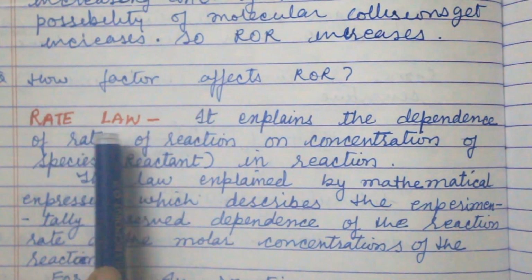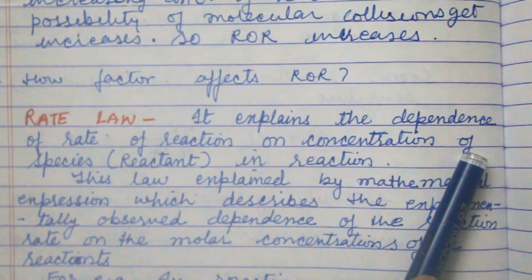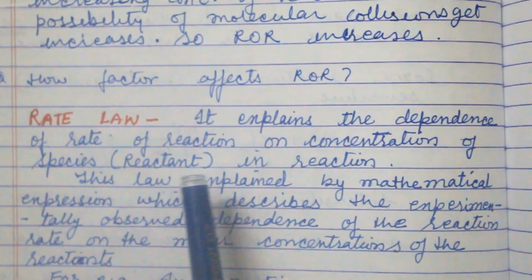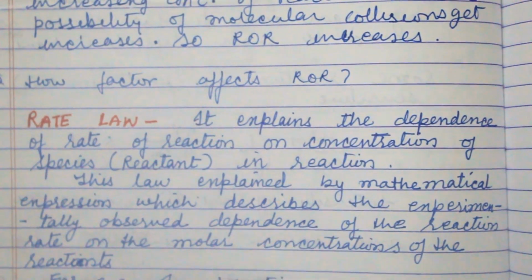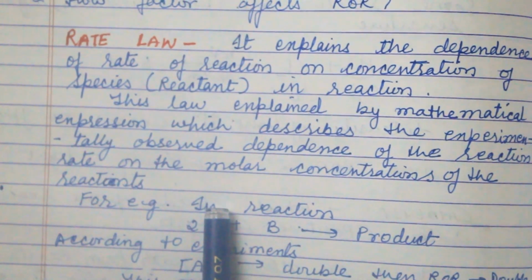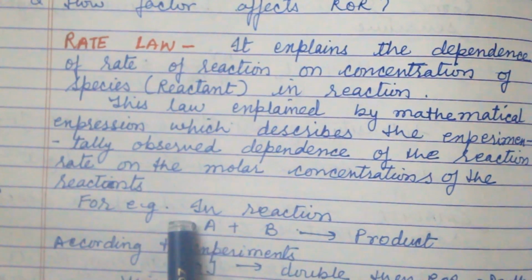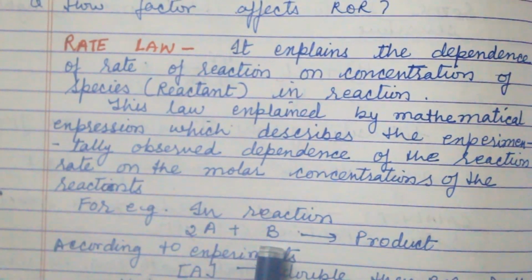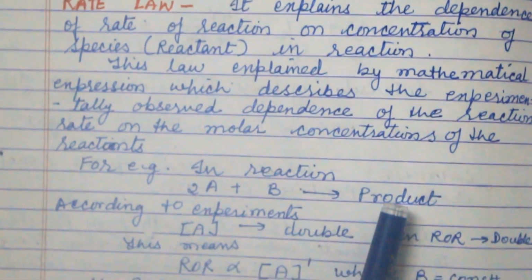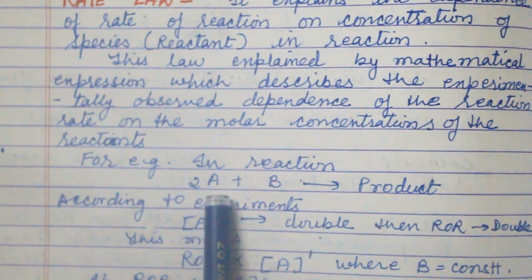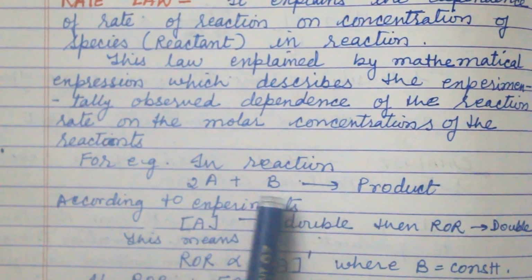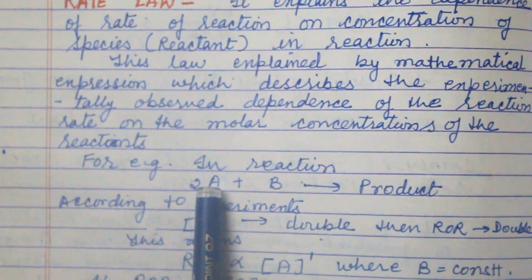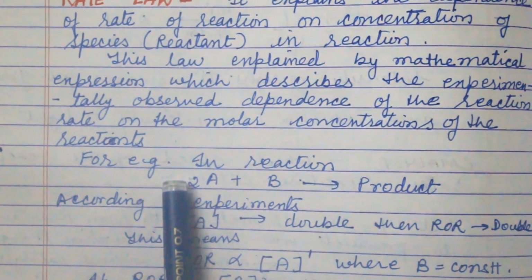Today my topic is rate law. It explains the dependence of the rate of reaction on the concentration of the species of reactant in a reaction. Reactants are what lie on the left-hand side. For example, if we consider the concentration of A, then we take B as constant, and it forms product. When the reaction begins, the concentration of A decreases because it becomes product. These are the reactants.